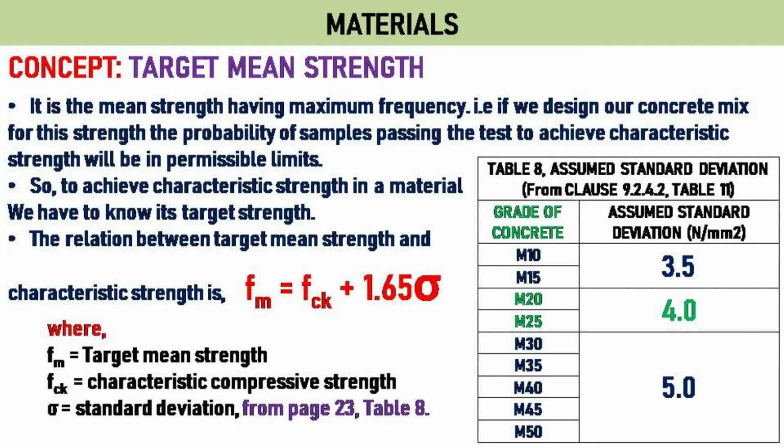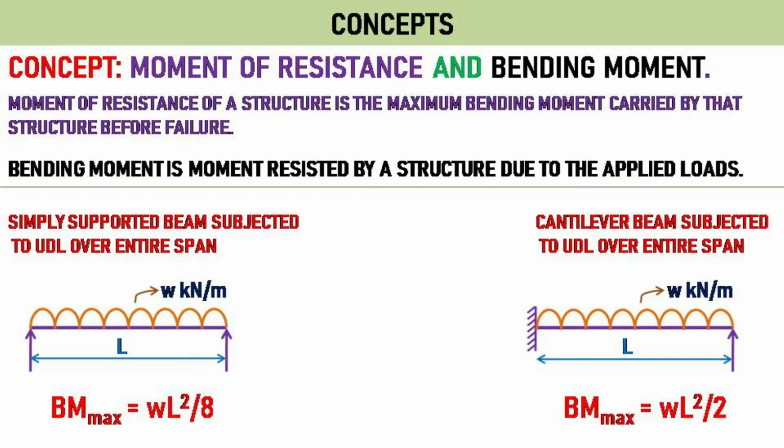From IS 456, Table 8, the standard deviation values corresponding to different grades of concrete are shown here. Slide 10. Moment of resistance and bending moment. Moment of resistance of a structure is the maximum bending moment carried by that structure before failure. Bending moment is the moment resisted by a structure due to the applied loads.